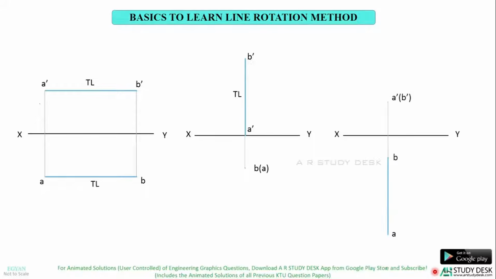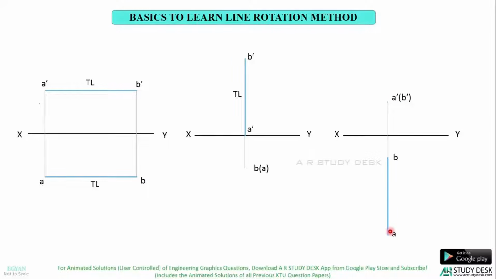Another example. Here, the top view is perpendicular to XY line, which means that the line is perpendicular to VP. Also, in the front view, it seems to be a point. The point is named as A dash brackets B dash, which means that the point A is nearer to us and point B is away from us. So this is the top view, right? So when you view from the front, you see the point A first and B behind that. That is why this point is named as A dash brackets B dash.